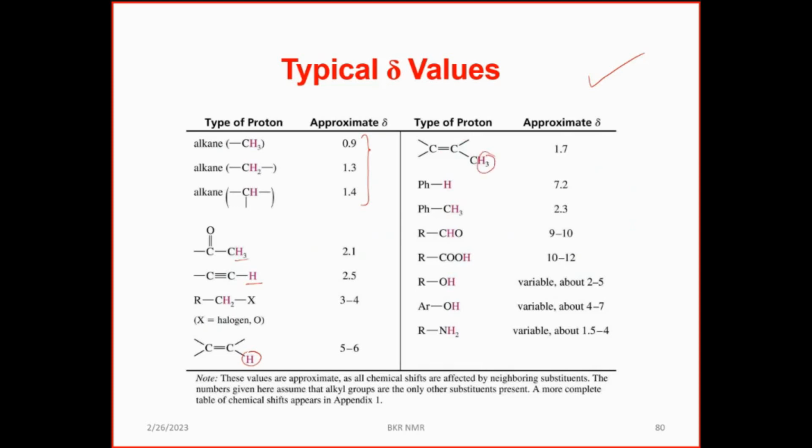Okay, so remember these general things. For example, benzene hydrogen is 6 to 8, alkene hydrogen is 4 to 6, alkyne hydrogen is 2 to 3. Remember this first: alkane always ends within 1.5. Okay, so alkyne hydrogen 2 to 3, alkene hydrogen 4 to 6, benzene hydrogen 6 to 8.